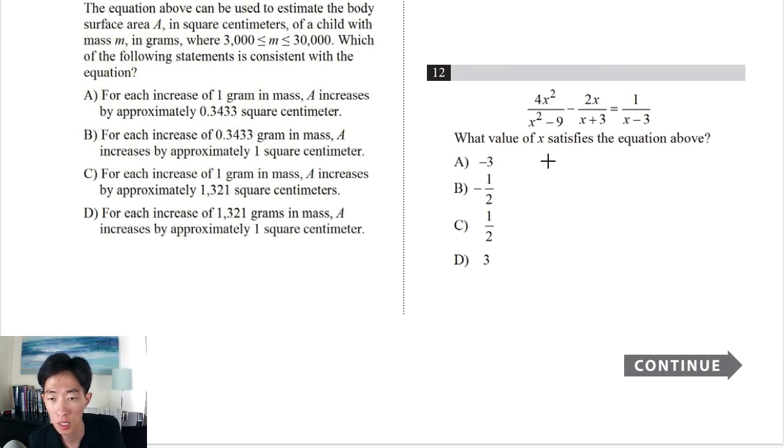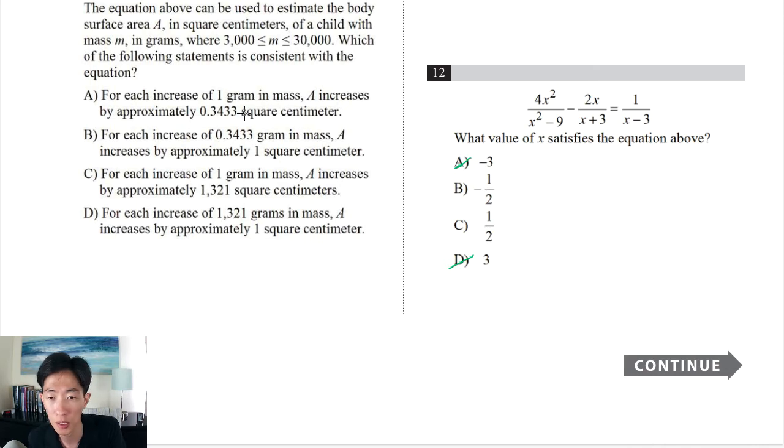If you're looking at this and getting completely confused, you could try to test out the answers. The way I would do that is by noticing that neither positive 3 nor negative 3 for x can actually work, because that would make one of the terms undefined. So it's definitely not A and it's definitely not D. Then you'd just plug in 1/2 and negative 1/2 and see which one works.